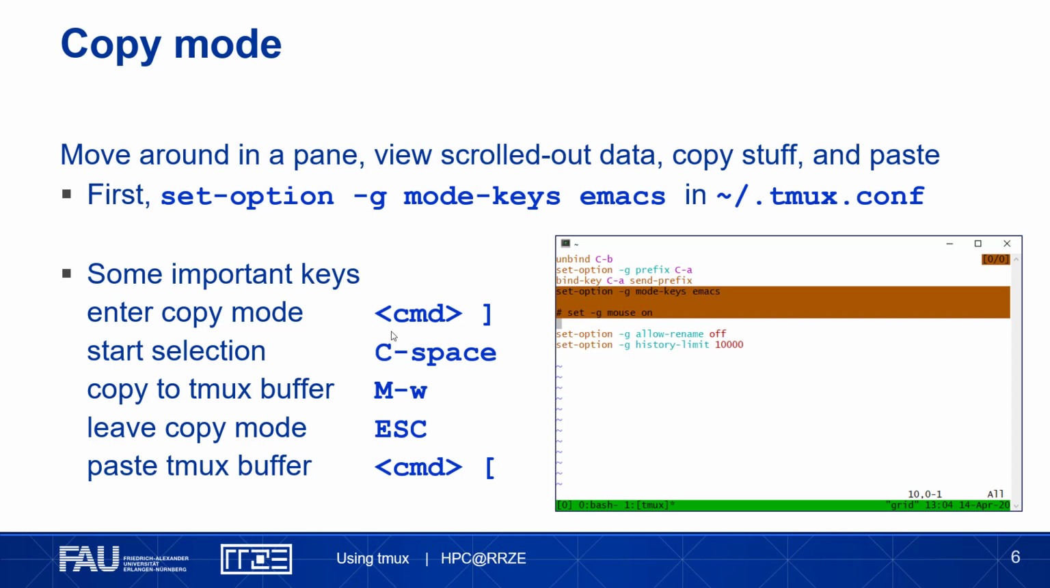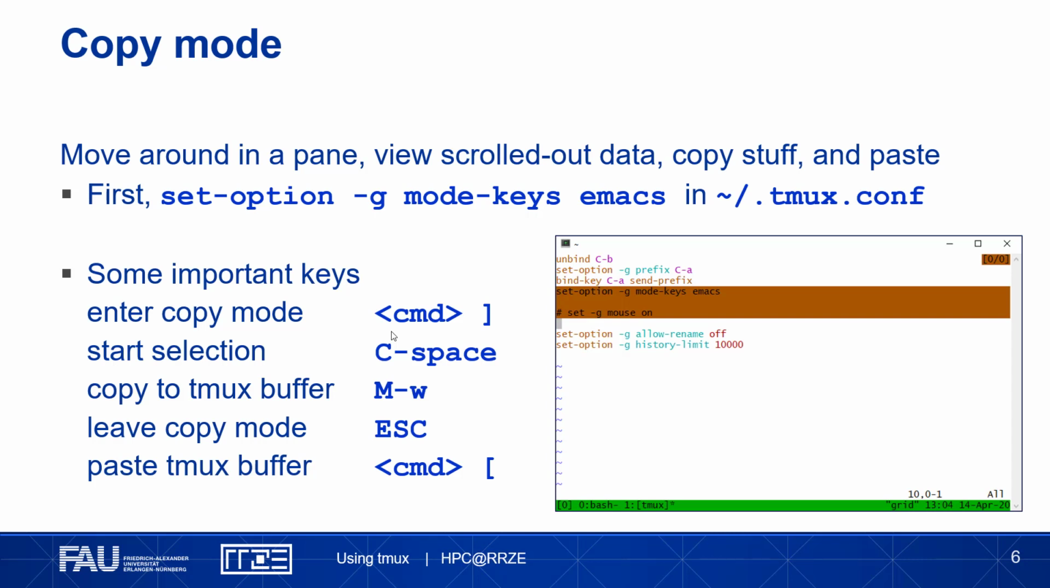If you want to select something to copy to somewhere else, you can start a selection, in this case with the usual Emacs command Control Space. If you want to copy the selected area to the tmux buffer, which is like a clipboard but internal to tmux, then you hit Alt W. And automatically this will also leave copy mode. If you want to leave copy mode on purpose, not doing anything, just hit escape. If you have copied anything to the tmux buffer and you want to paste it somewhere else into a different window, even to a different session, you can just paste it using Command opening bracket.